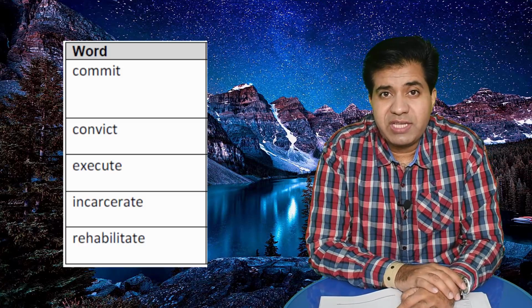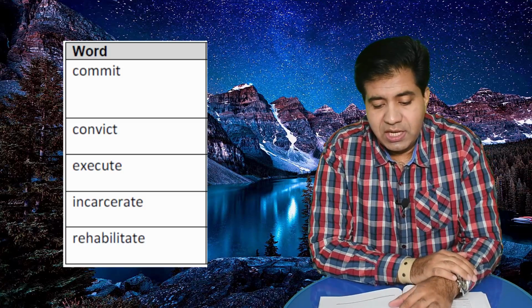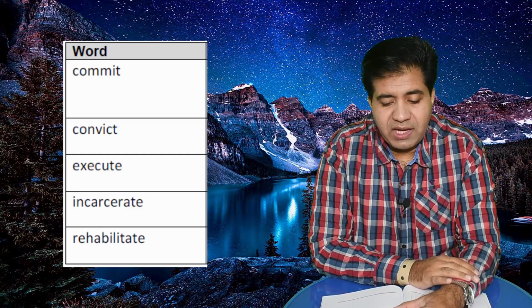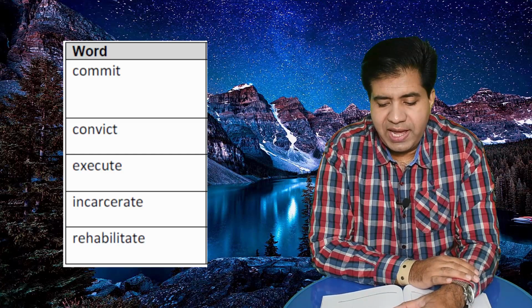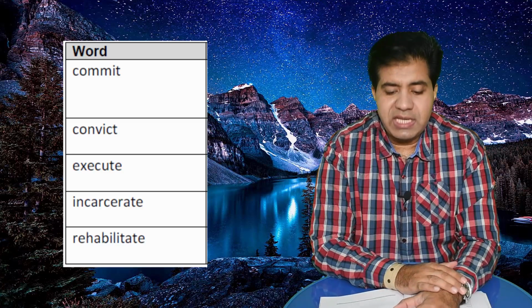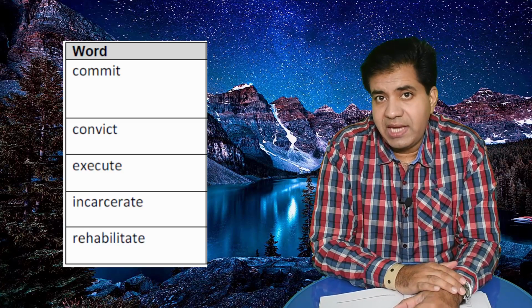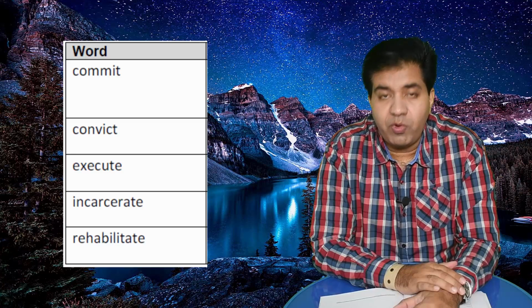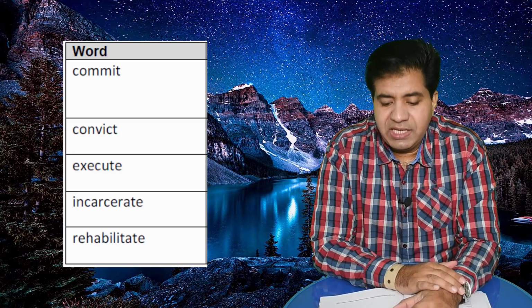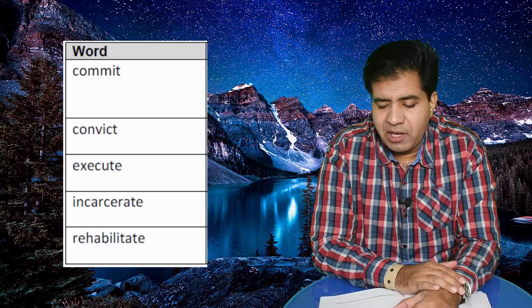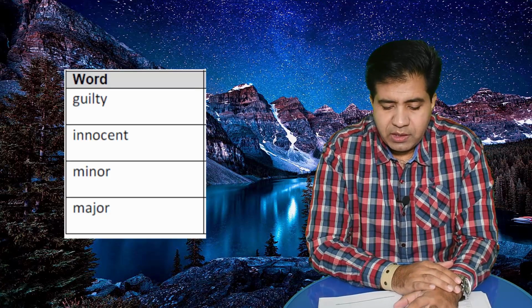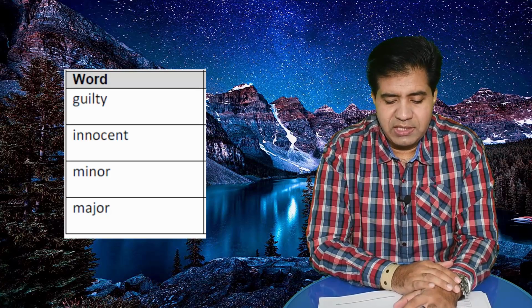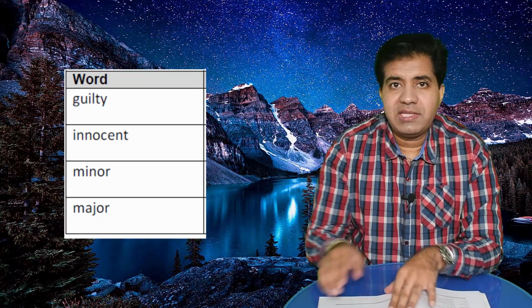Okay, now I give you some verbs which you can use in your crime essay. I know the video is getting longer, but I have to finish this. Commit. Convict. Convict is to judge someone as having done a crime. Execute. Incarcerate. Incarcerate means to put someone in prison. Rehabilitate. To try to help a criminal become normal again. Some useful adjectives: guilty, innocent, minor, and major.